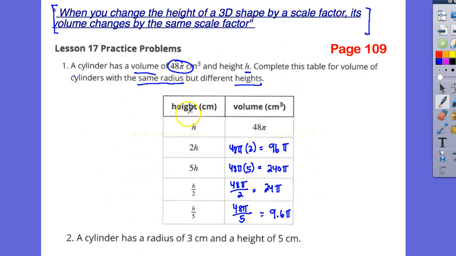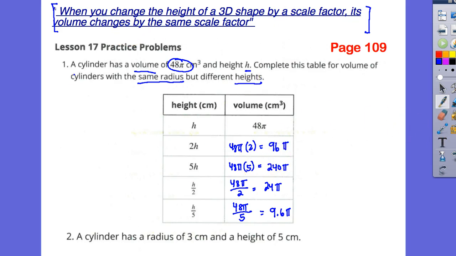Okay, so the whole idea of problem number 1 is that when you have a cylinder with a fixed radius, meaning you're not changing the radius, you're only changing the height, you're multiplying the height by some number. To figure out the volume of another cylinder with the same radius but different height, all you have to do is multiply the volume by the same number that you multiplied height by. Same scale factor for both the height and the volume. Okay, number 2.